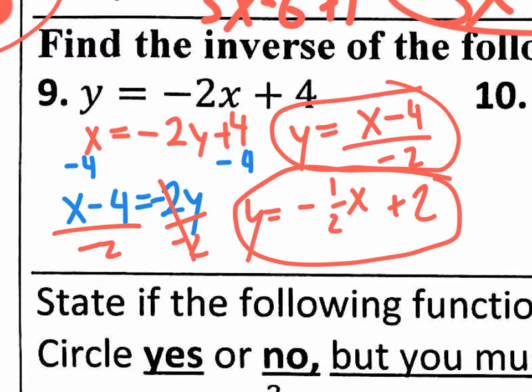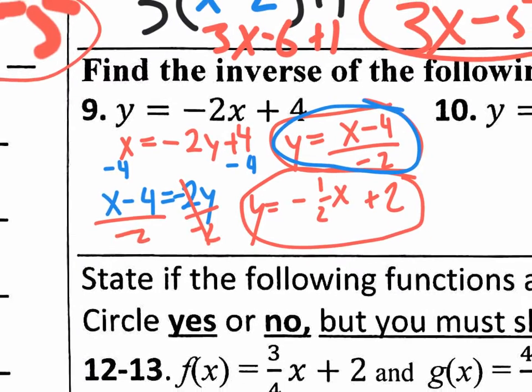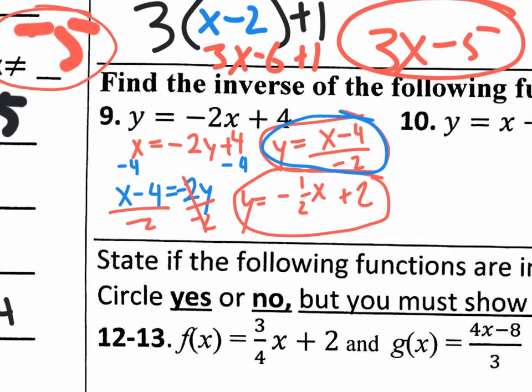Or you could even take this top one and move that negative sign up to the top. It would change both of them. So another acceptable answer would be y equals negative x plus 4 over positive 2.